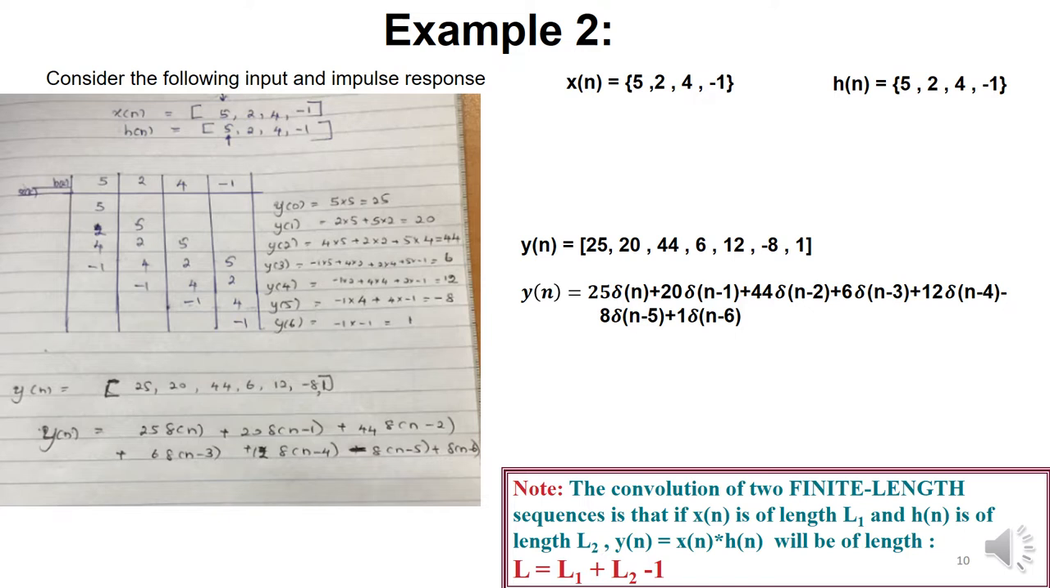So xn is 5, 2, 4, minus 1, and hn is 5, 2, 4, minus 1. They are the same thing. So first of all, what we have to do is write xk, then h minus k. You can see on the left hand side, the first row is the values of xk. Then h minus k is written, and since there is no overlapping for the rest of the values, I have only written the value 5. Then by shifting it by 1, I have written h1 minus k in the next row, then h2 minus k, and likewise I have written all the required values.